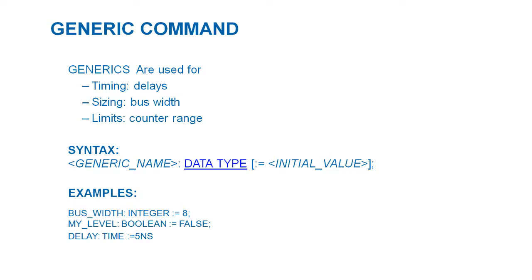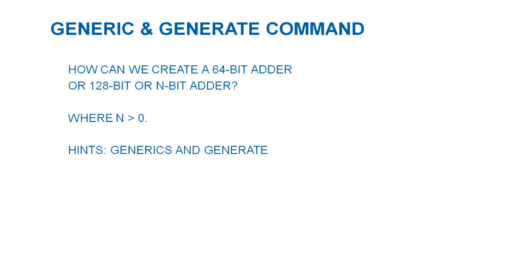My delay is a time that has value 5 nanoseconds. So now we can combine generics and generate together. What this means is that combining generics and generate together, we can have a counter of any value. We can have an implementation with the same implementation, simply changing the generic. We can have an 8-bit counter, we can have a 32-bit counter, we can have any number of bits counter.